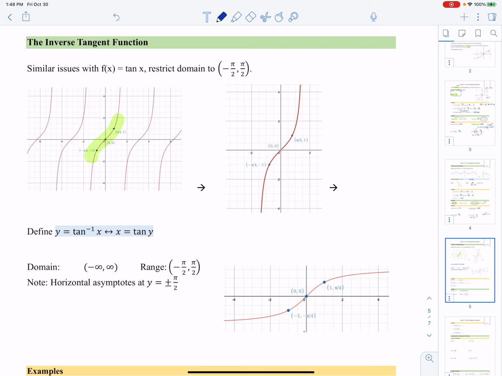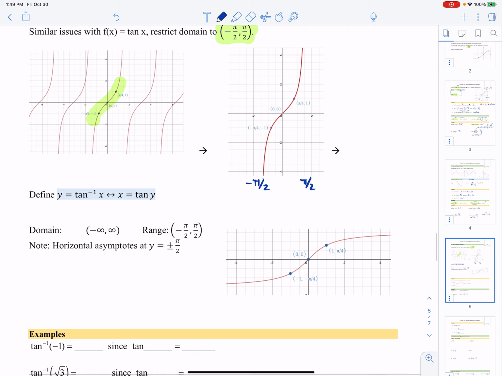Anyway, so we're going to restrict the domain to, now notice, I can't include pi over 2 this time because that's where the asymptotes are. But I can approach pi over 2 from the left, and I can approach negative pi over 2 from the right. So the domain restriction actually is negative pi over 2 to pi over 2, but not including the endpoints, so with parentheses.